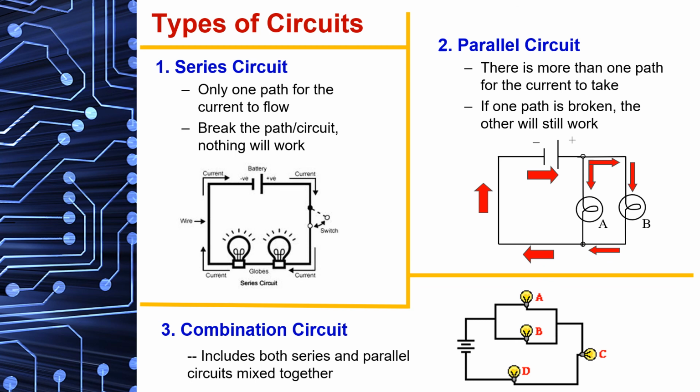These are the two main types, series circuits or parallel circuits. But you can also have a combination circuit. This is kind of like a series circuit with a parallel circuit built into it. And we'll talk more about those later.